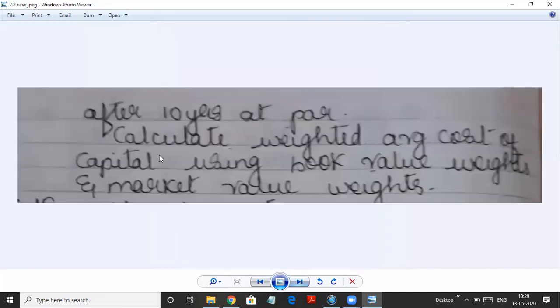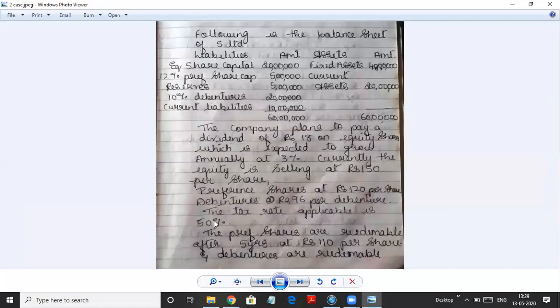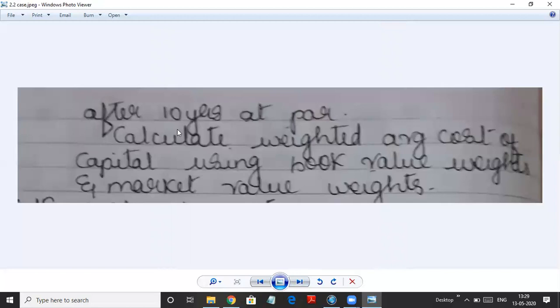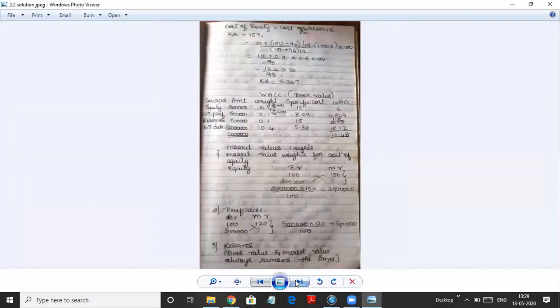So for cost of debt, this is the data given. The question has two parts. This is the second, the below part of the question. If you see here, debentures are redeemable. So they are redeemable after 10 years. Here is the question: after 10 years at par, calculate the weighted average cost of capital using book value and market value weights. So here, cost of retained earnings 15% as I told you.